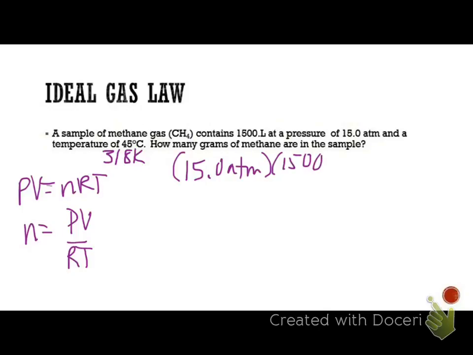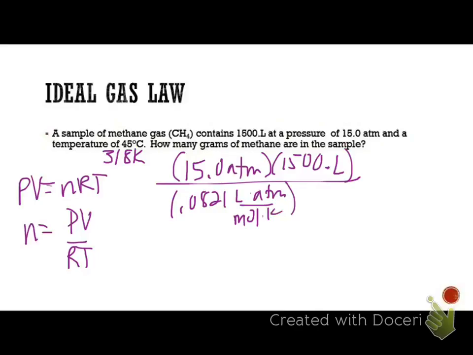1,500 liters. So should I expect a really big number or a really small number? Big. 1,500 liters is a lot of gas. Your R, 0.0821 liter atmosphere per mole Kelvin, and then our temperature was 318. Everything cancels out except for moles. And when I do that math, I should get 862 moles, which is a lot, which is what we expect.